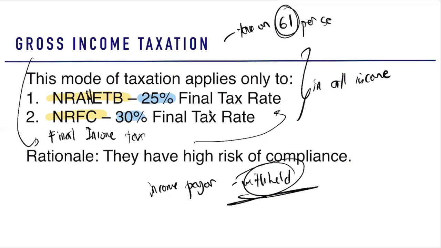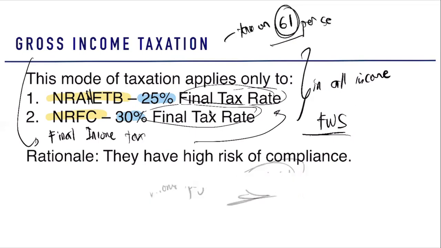So how will they file their tax returns? So the government, so that they will comply, lets them be taxed under gross income taxation and under the final withholding system. So we tax them at gross income and we apply a final tax rate. So what is the final tax rate on NRA and ETB? 25%. NRFC, 30%. Sir, what does that mean? All items of income of these two individuals should be taxed on those.